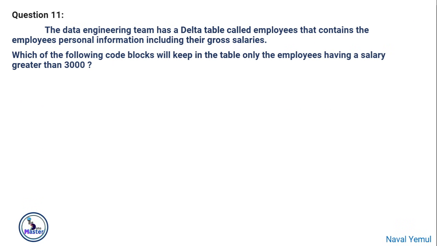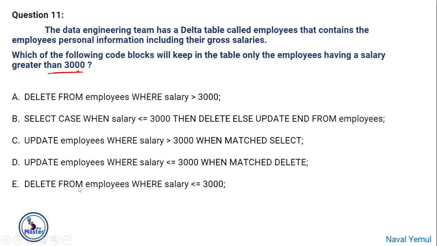Moving forward to the next question. The data engineering team has a delta table called employees that contains the employees' personal information, including their gross salary. Which of the following code blocks will return in the table only the employees having a salary greater than 3,000? So they want the employees whose salaries are greater than 3,000. Very simple SQL syntax. The answer is E, that is delete from employees where salary is less than or equal to 3,000. When you delete all the employees where salary is less than or equal to 3,000, whatever result set remains will contain all the employees whose salary is greater than 3,000. And we wanted the same answer. Very simple SQL syntax. Moving forward to the next question.